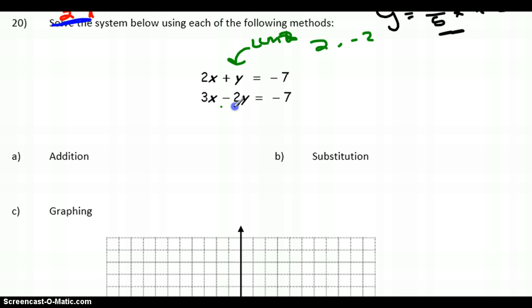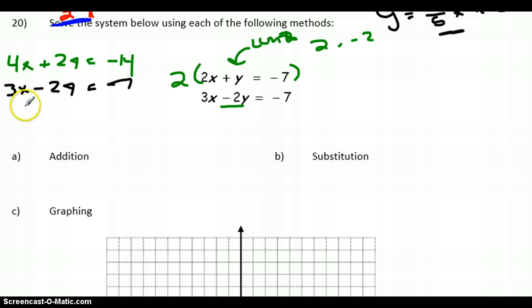This one's already got a lovely -2. So I want to make sure I can get this one to be +2. To get that, I'm going to multiply this entire equation by +2. So that top equation becomes 2 times 2 is 4x plus 2y equals -14. Now I don't change this equation because I already had what I want. So I've got 3x minus 2y equals -7.